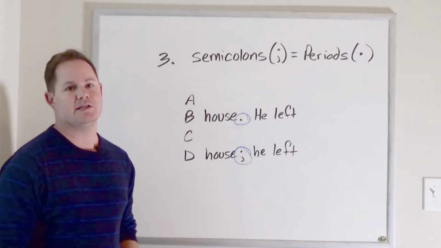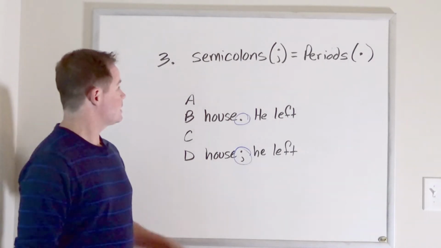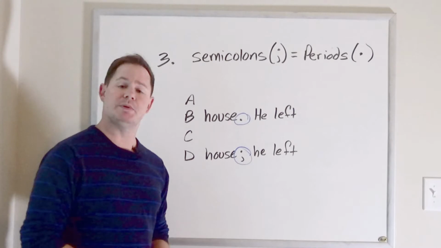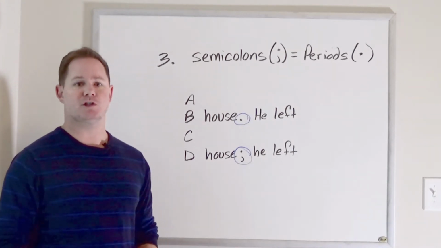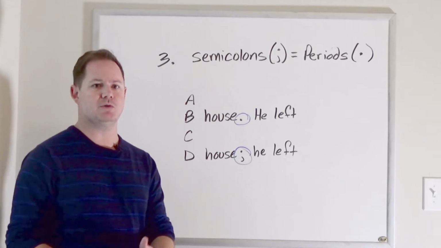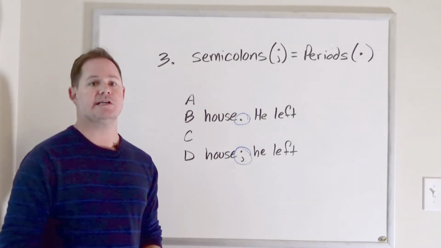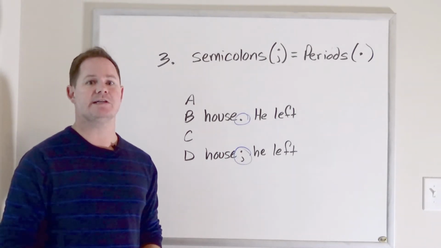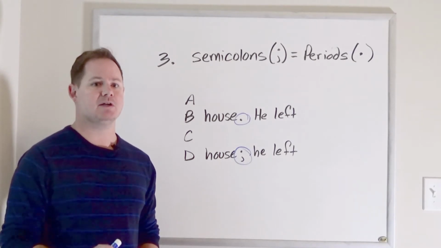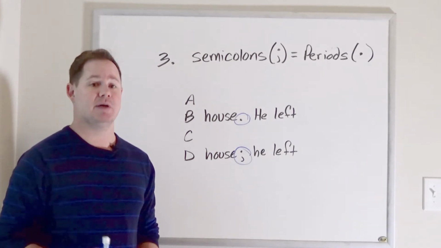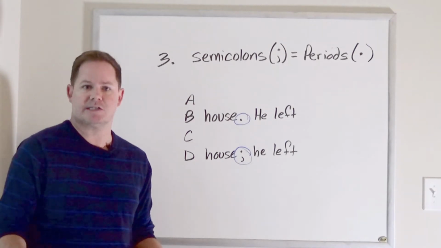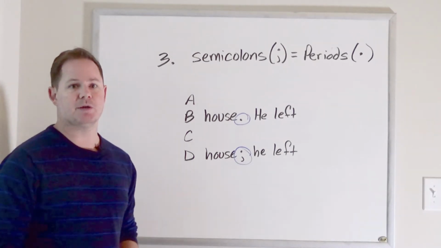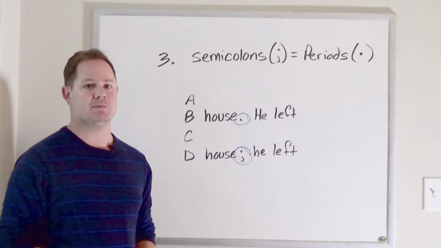All right, let's go ahead and take a look at tip number 3. Semicolons are equal to periods, and what that means is that grammatically speaking, they serve the same function. A period, as we know, separates 2 individual sentences, and a semicolon separates what we refer to as independent clauses. And independent clauses are exactly that. They are independent, meaning that they can stand alone as a complete thought, meaning it's a sentence on its own. So a semicolon and a period grammatically will perform the same exact function.